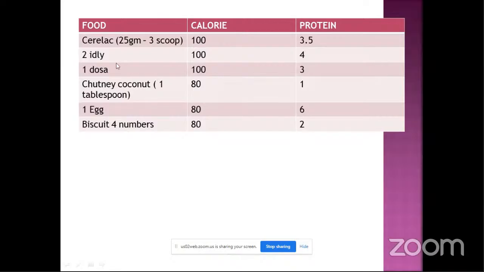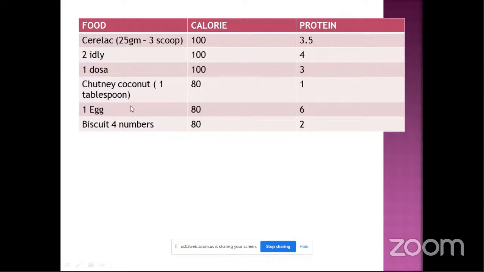2 idlis will give you a kilocalorie of 100 and the protein of 4. 1 dosa will give you a kilocalorie of 100 and the protein of 3. So for the side dish for all these things, maybe a coconut chutney. If it is a sambar, you can take that dal. Okay. So it's again 80 kilocalorie and the protein of 1.